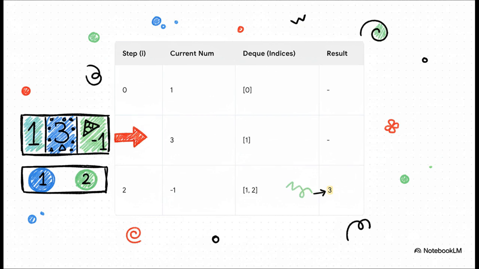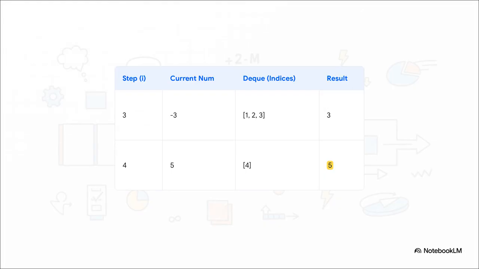Index 1, which points to the number 3. So our first result is 3. Now the window slides. At step 3, -3 comes in and just joins the back. The max is still 3.